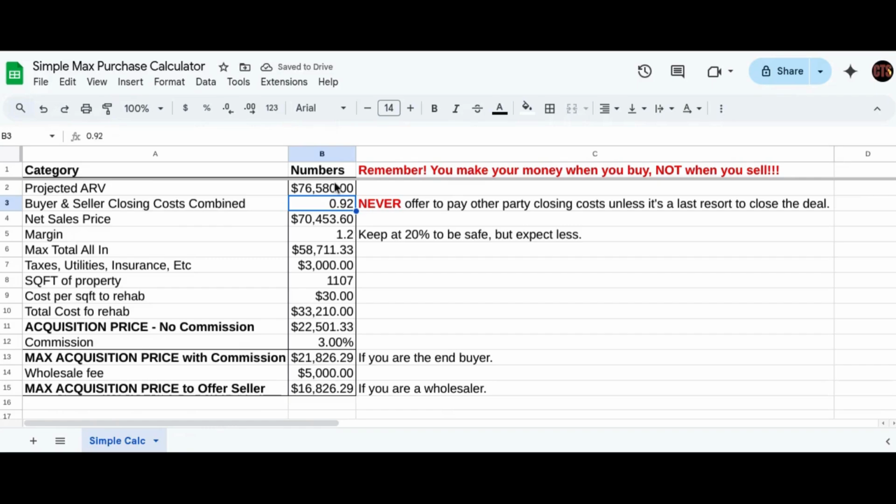Now, the $30,000 doesn't sound like that great of a deal, does it? You didn't change anything else. It's just the ARV. So, no commission, the most you can pay is 22. With a commission, the most you can pay is 21.8. And then if you're wholesaling, the most you can pay is 16.8. That changes the entire game. So you need to know what the true ARV is, and that's where doing your homework and knowing what the comps are, all that fun stuff, comes in.